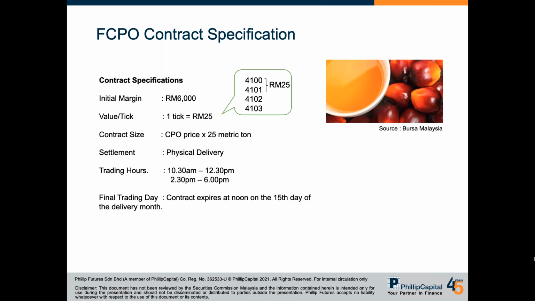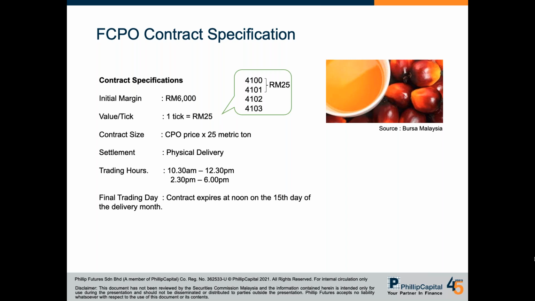As you can see from here, the initial margin for FCPO will be 6,000. And for the FKLI just now, we have 4,002. So it may vary from time to time, as it will also be based on the market volatility. And the value per tick for FCPO is 1 tick equals 25 ringgit, which means that it moves by every 1 tick. And the contract size is the CPO price times 25 metric tons.